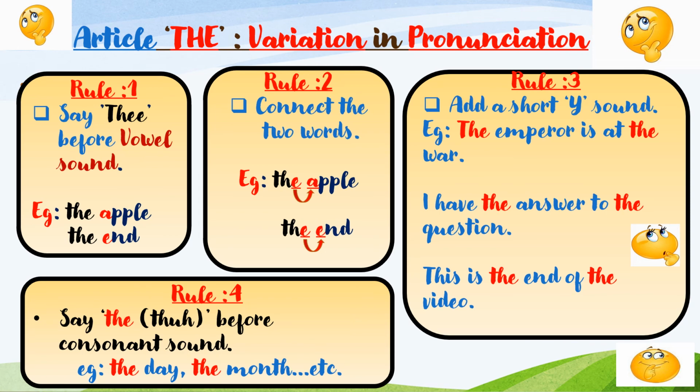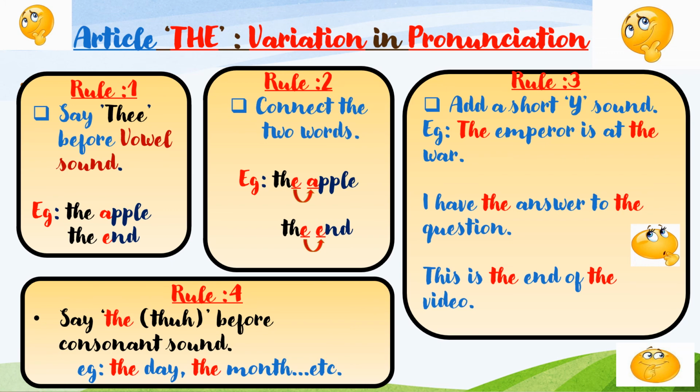Rule number 2. Connect the words if they have a vowel sound. That means you need to maintain the continuity when you're pronouncing. You should not pause. For example, thee apple, thee end. It's not thee, apple; thee, end. It is thee apple, thee end. Look at rule number 3. Add a little y sound. When you're pronouncing these vowel sound words, you need to add a little y sound. For example, the emperor, the answer, the end.